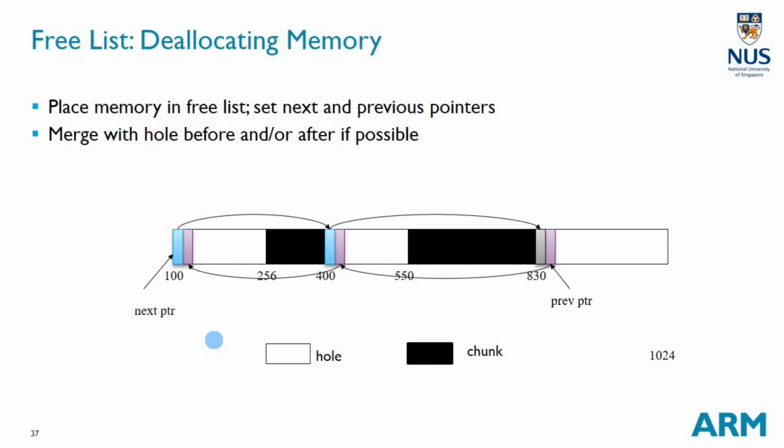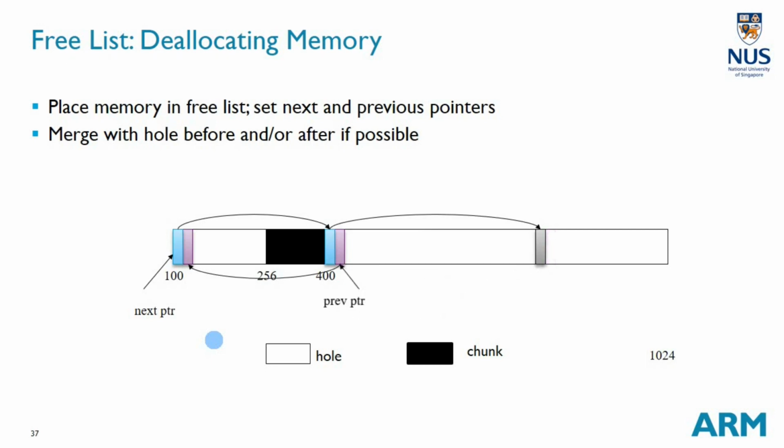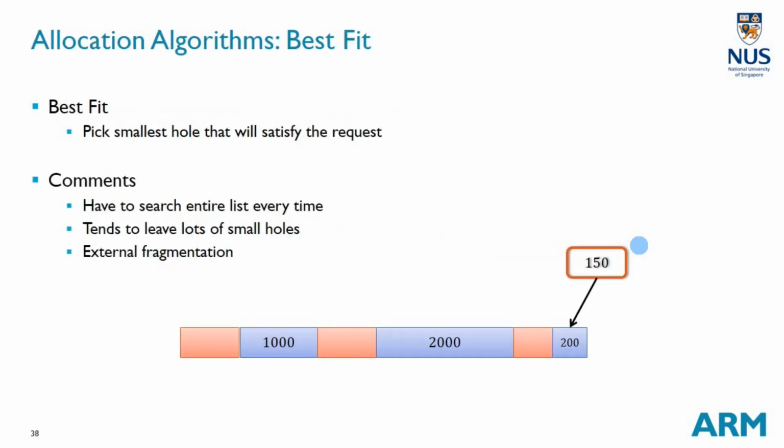Let's see what it means to deallocate memory. If I deallocate, for example, this chunk over here, after that I would readjust my previous pointers as well as my next pointers, so that I am effectively merging and creating a bigger free memory chunk over here. That is basically what happens when you deallocate memory and merge with the hole and the free space available. So what are some of the algorithms in terms of allocating memory?